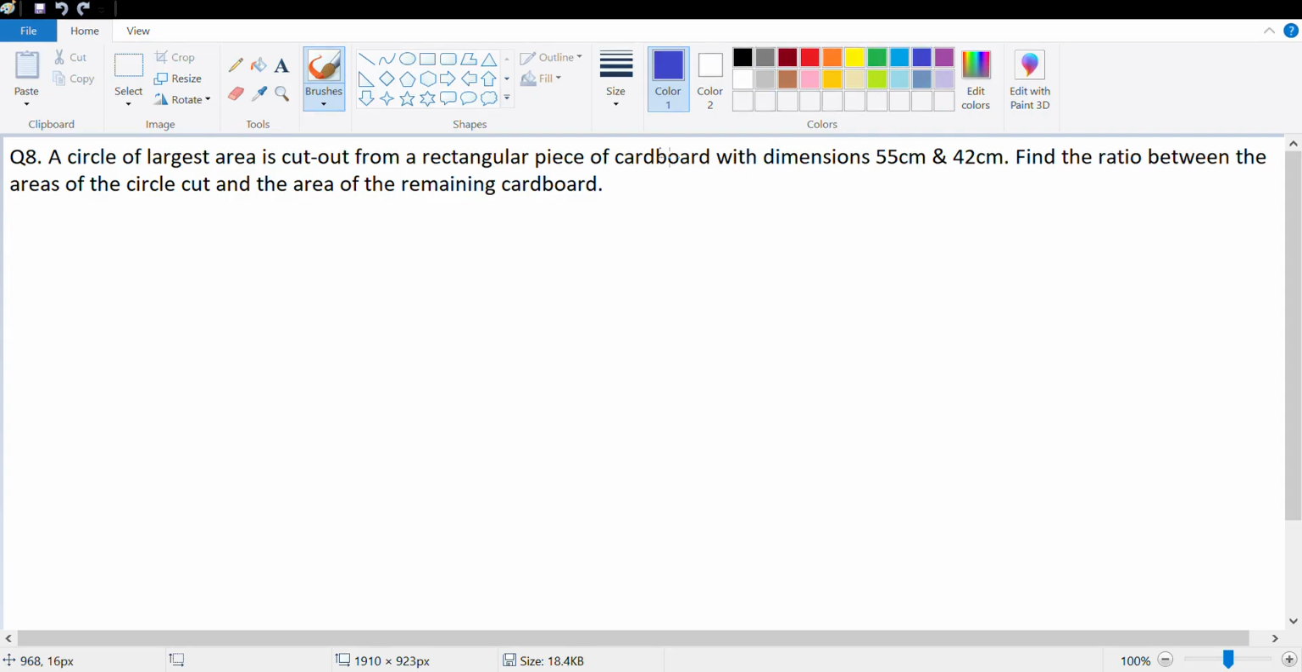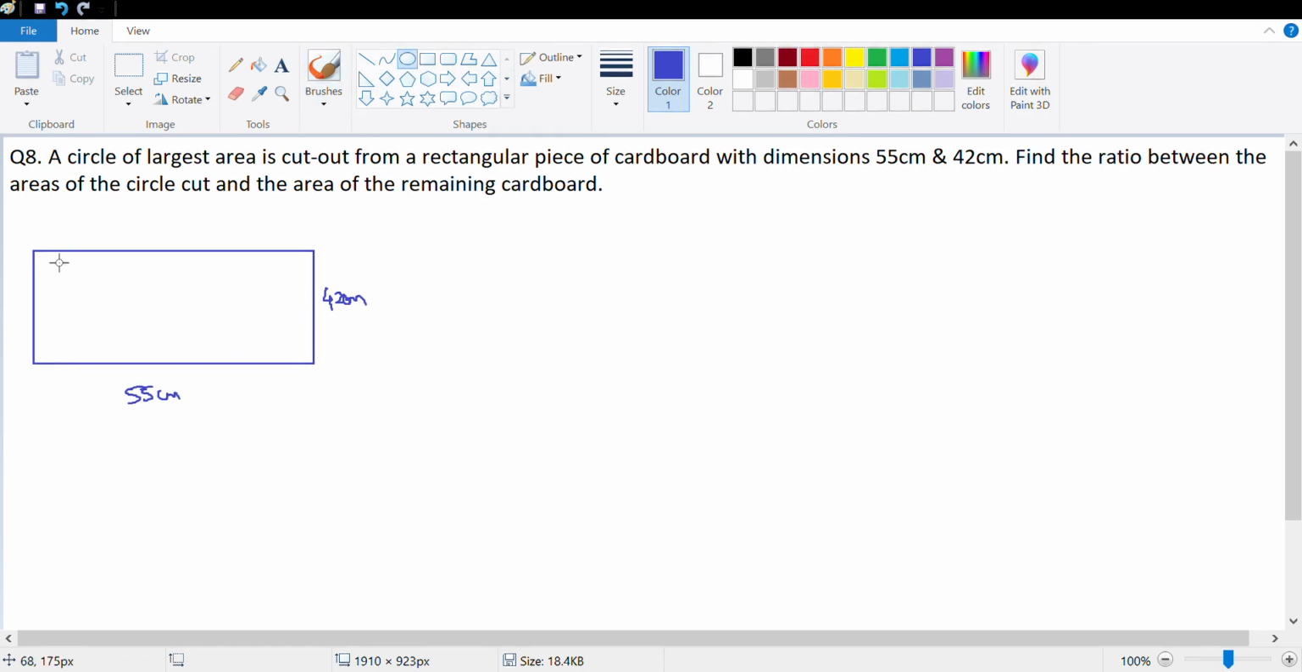Hi guys, let's look at the next question. The next question that we do in exercise 20C is question number 8. It says a circle of largest area is cut out from a rectangular piece of cardboard. So let's see, this is a rectangular piece of cardboard. The dimensions are 55 centimeter by 42 centimeter.